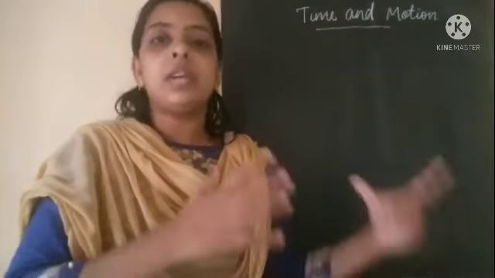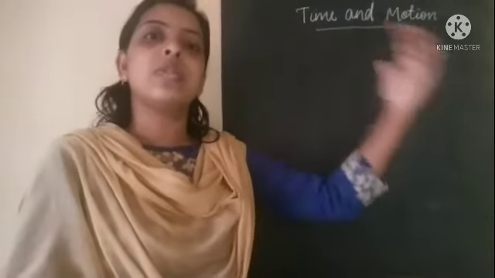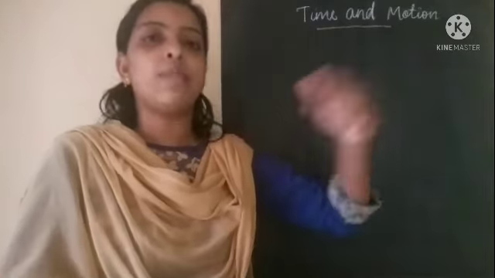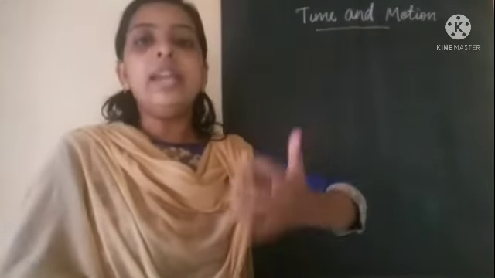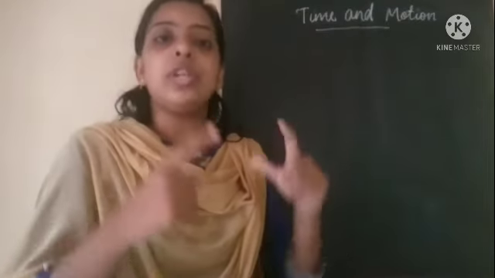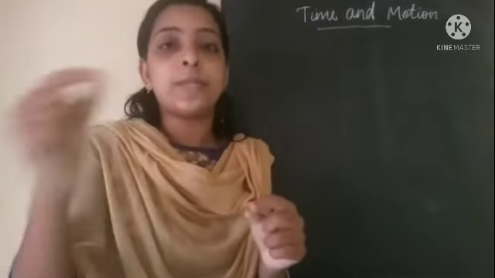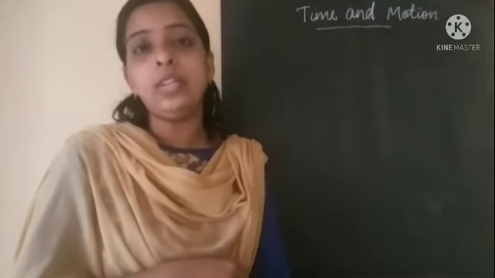Okay, years back, when we consider our ancestors, they used natural phenomena, and afterwards they found things like sundials. But that is not sufficient. Why? Because we need to measure a short span of time also. For that we can use clocks and watches.